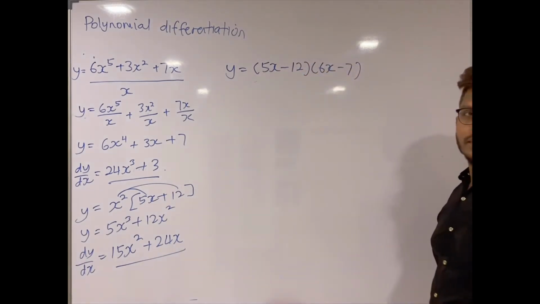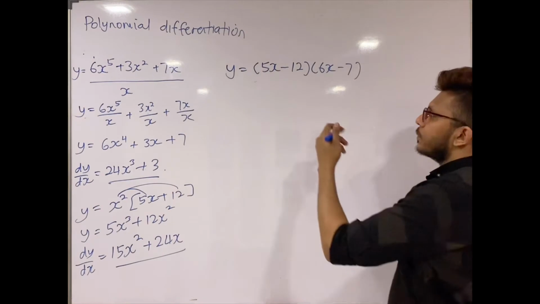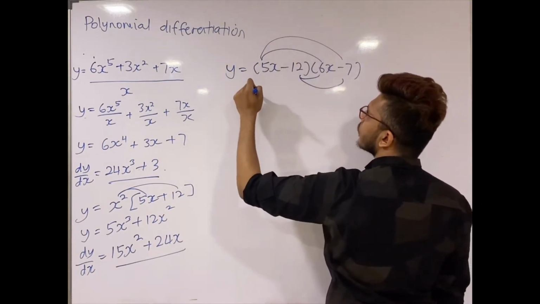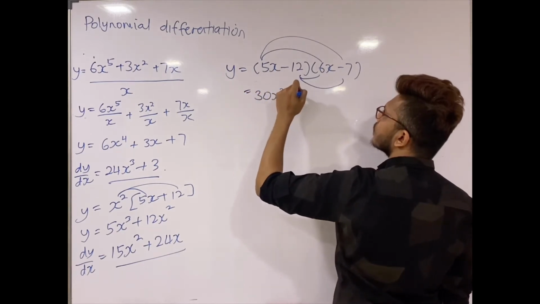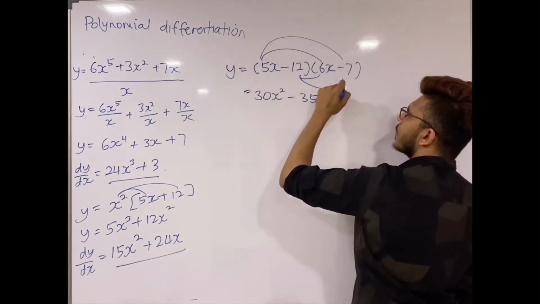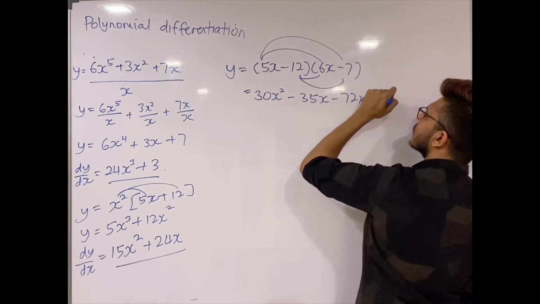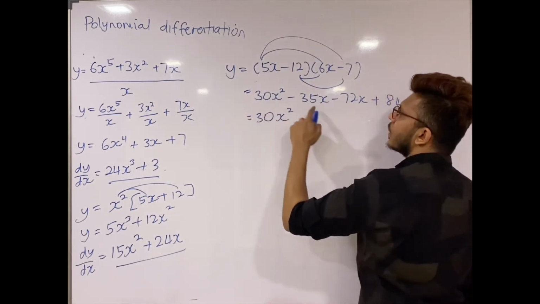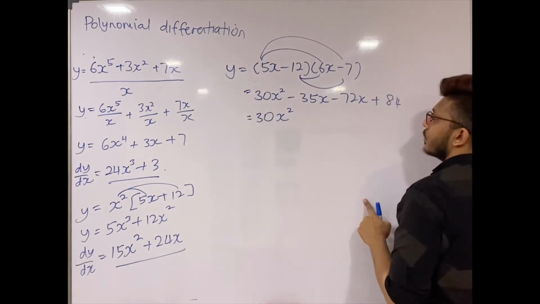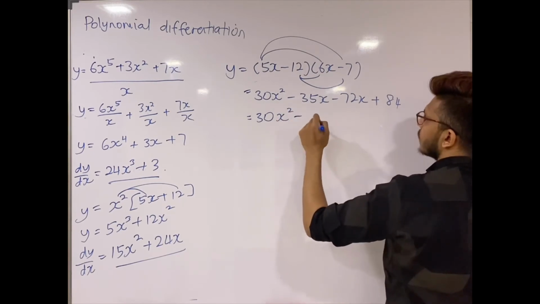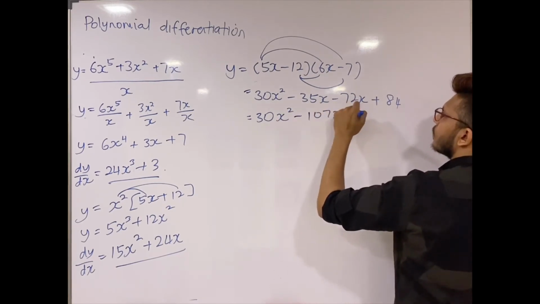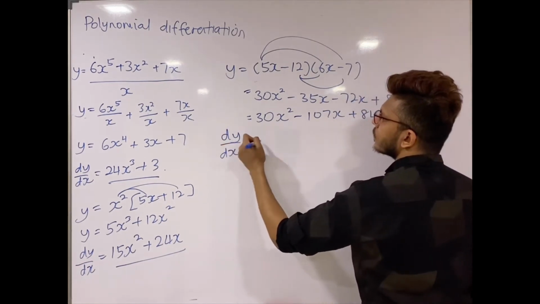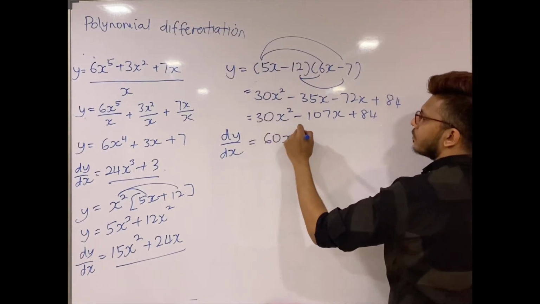How do you do this? How do you find the differentiation for this? First, expand them. You get 30x squared minus 35x minus 72x plus 84. Minus 35 plus minus 72 will give you minus 107x plus 84. Now when you differentiate that, you get 60x minus 107.